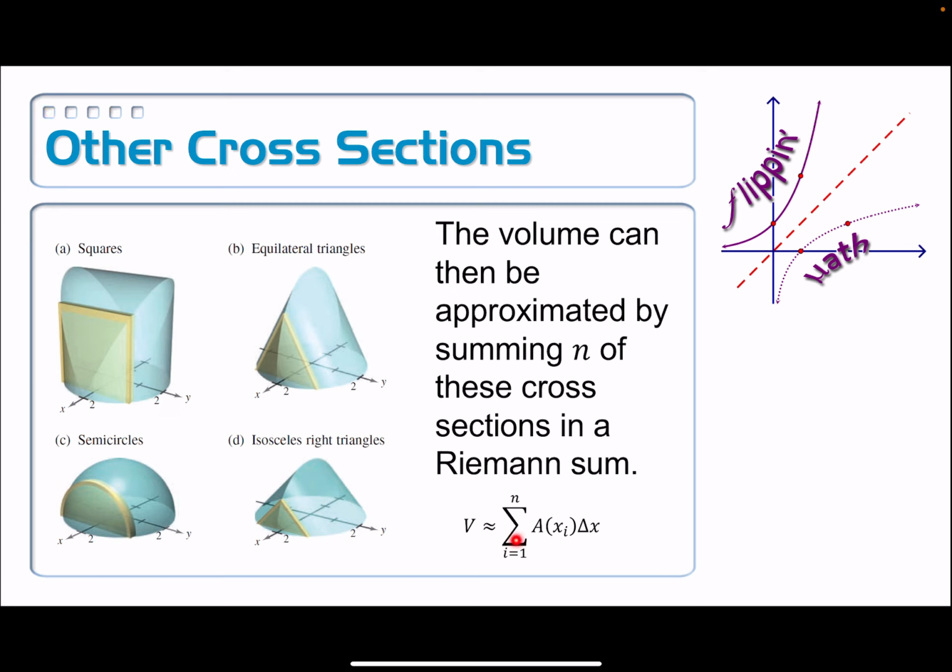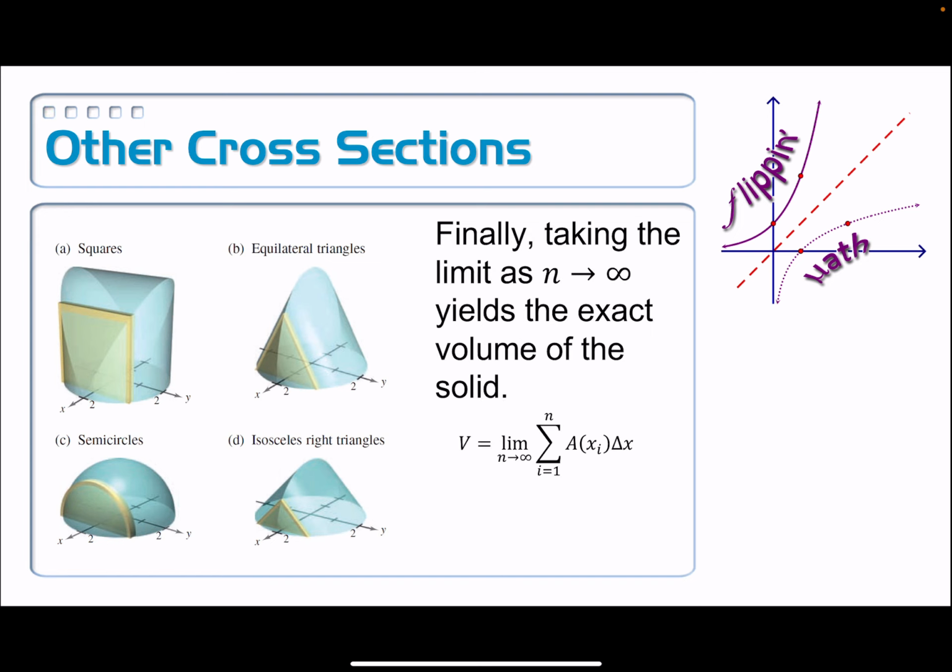All right, back over here to this Riemann sum. It's just an approximation of the volume. How can I get the exact volume? Well, we know what to do. We take the limit as n approaches infinity here, which is going to turn that, of course, into a definite integral.